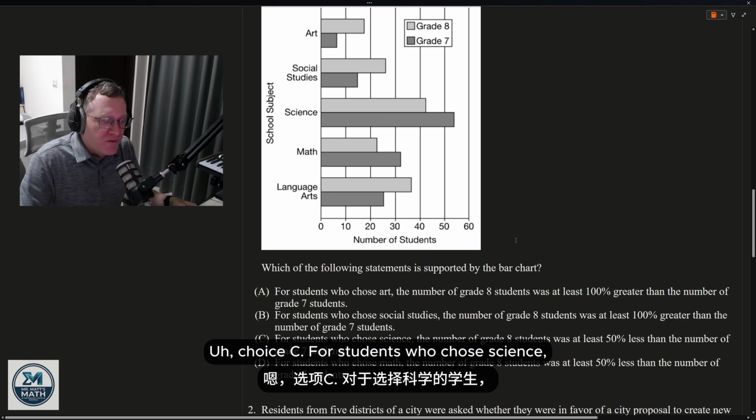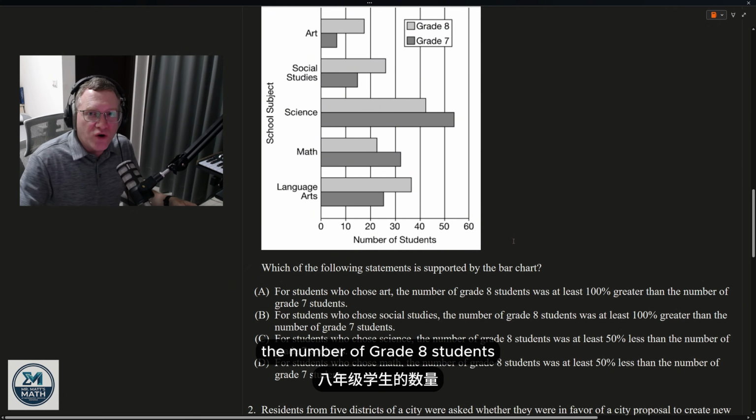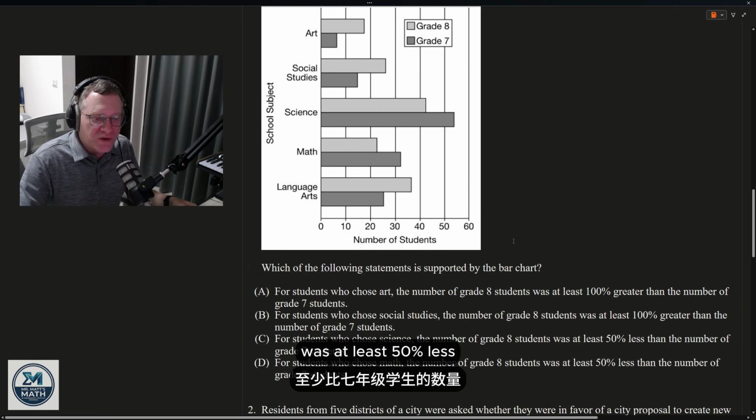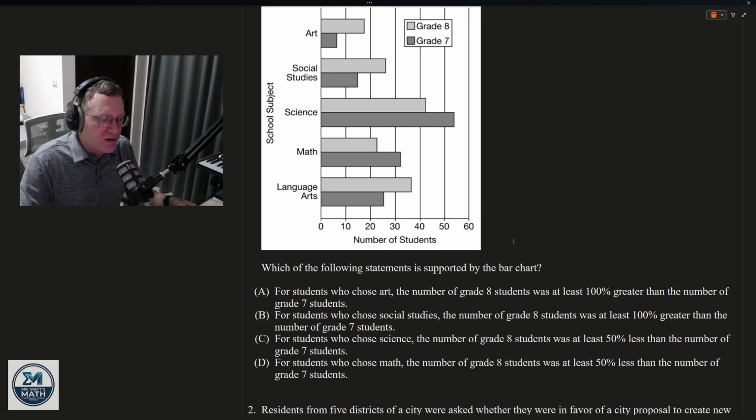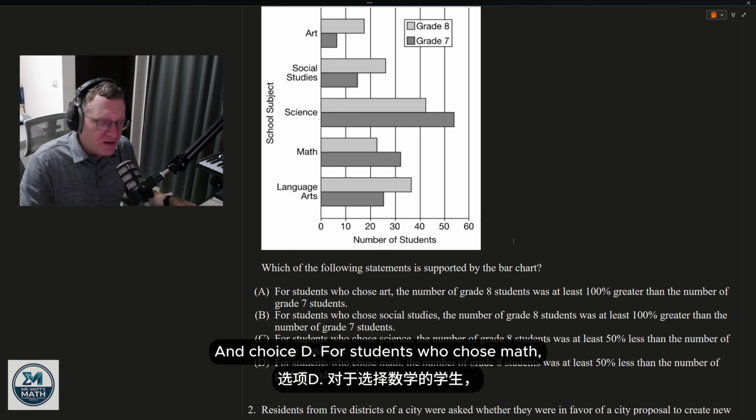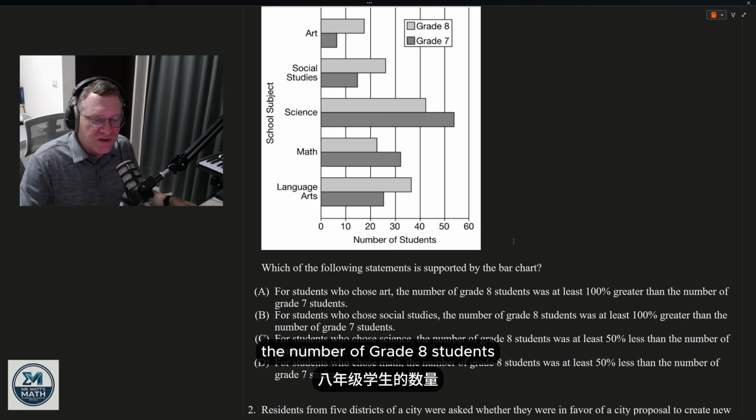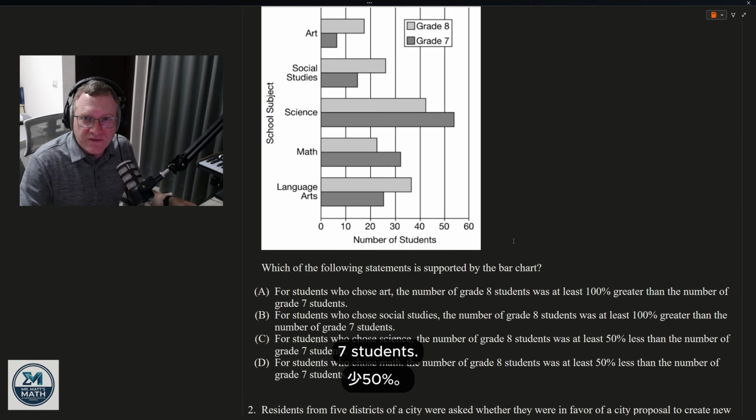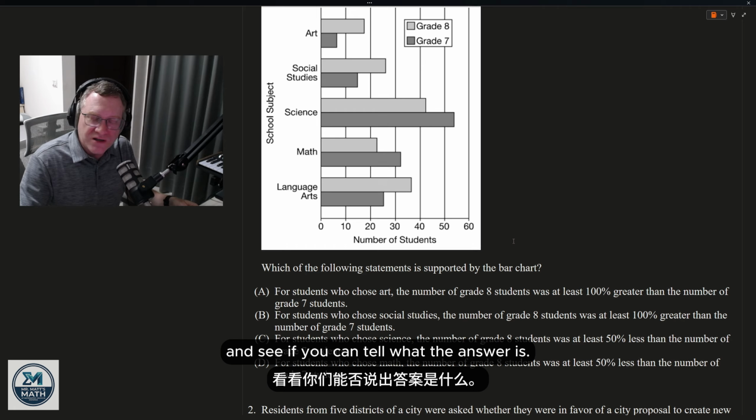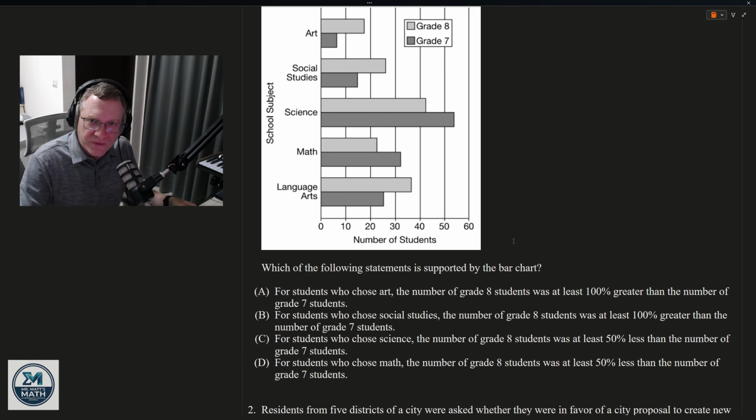Choice C, for students who chose science, the number of grade 8 students was at least 50% less than the number of grade 7 students. And choice D, for students who chose math, the number of grade 8 students was at least 50% less than the number of grade 7 students. All right, so look at those choices and see if you can tell what the answer is.